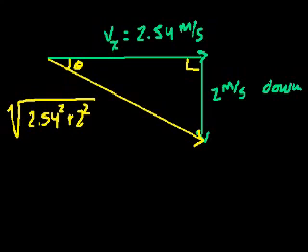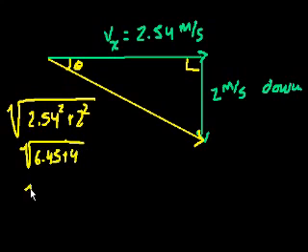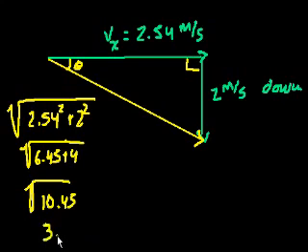2.54 times 2.54 is equal to 6.45. So that's the square root of 6.45 plus 4, which equals the square root of 10.45. So let's see, 6.45 plus 4 equals 10.45, and take the square root of that. So that's 3.2, roughly. 3.2.